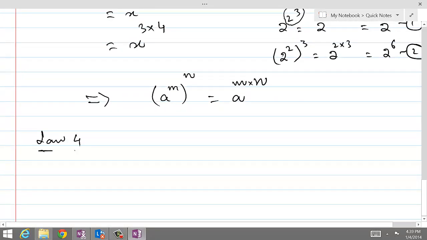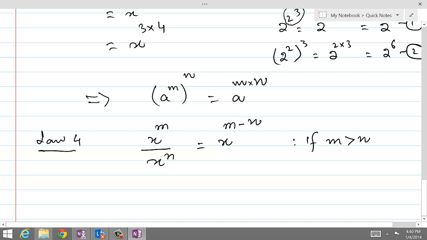Law number 4 is x power m over x power n, and this is equal to x power m minus n if m is greater than n. It means that if the m exponent is greater and the n exponent is smaller, then the exponent in the denominator can be subtracted from the exponent in the numerator. The example could be 2 power 5 over 2 power 3. Now the base is again pivotal in this case. If the base is the same only, then we can do the operation. Remember that here base is x in both cases. So this way we can say 2 power 5 minus 3.